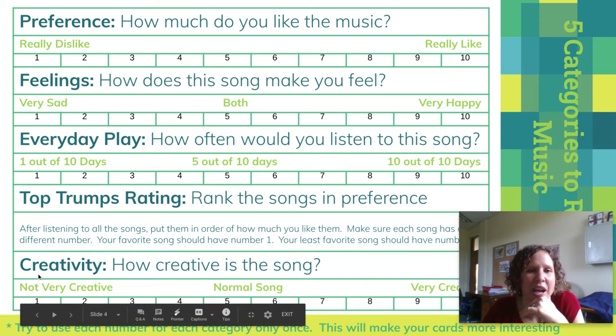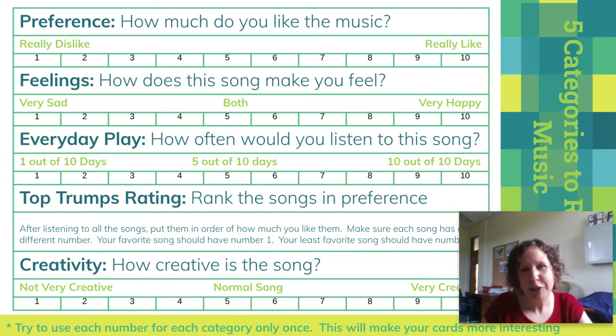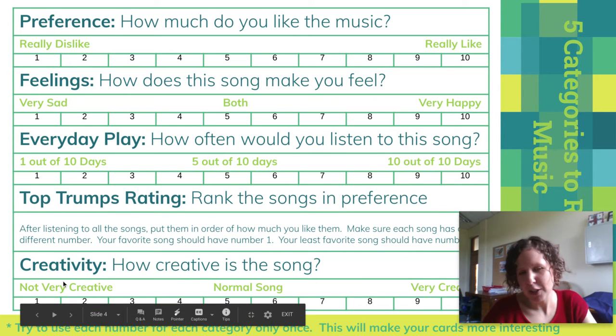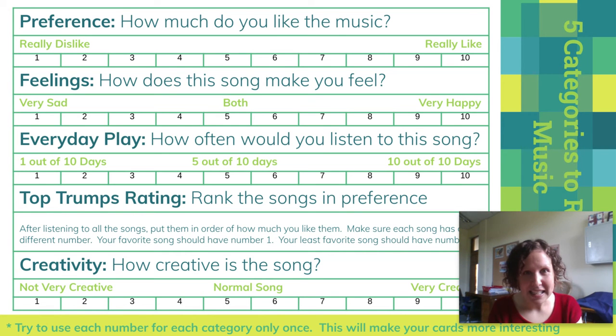And the last category is creativity. Creativity is how creative is the song. So if you listen to it and you're like, this is pretty normal, I feel like I've heard this before, you might say that that's a 1 or a 2. It's not very creative. If it's something, oh my goodness, I've never heard anything like it before, you might rank it really creative. So that's another way to kind of think about each song. These are the 5 categories for which you need to think about each song.